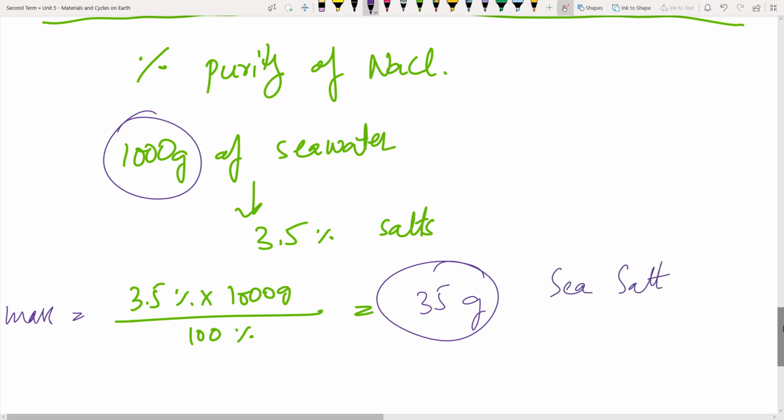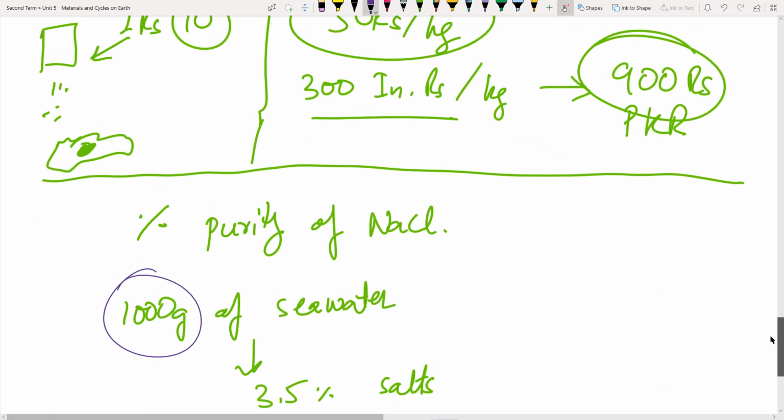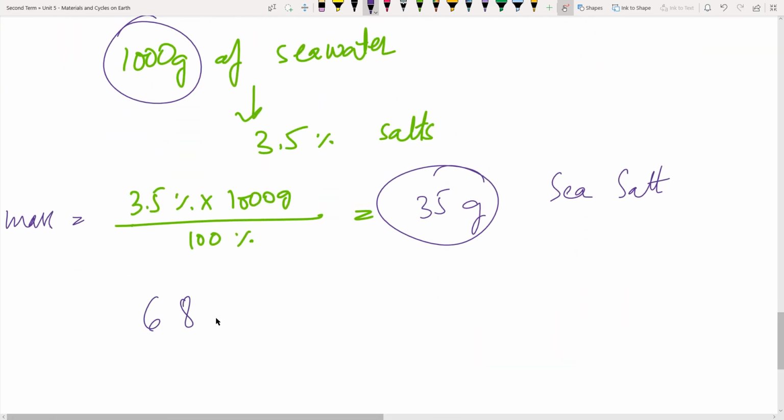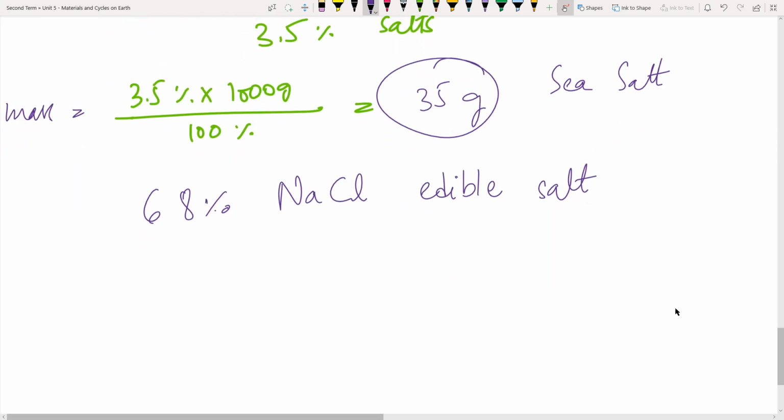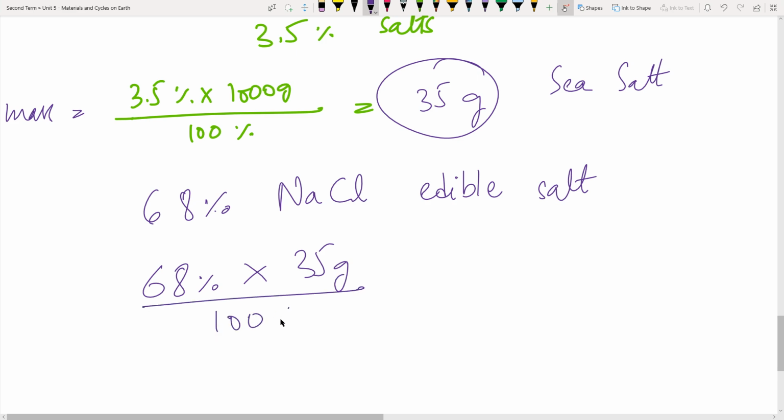And out of that, I think we have about 68% NaCl, which is edible salt. Only 68% is the edible salt. So let's do the calculation again. We have 68% of 35 grams, so we're going to divide by 100% again. So it's a double calculation for percentage.